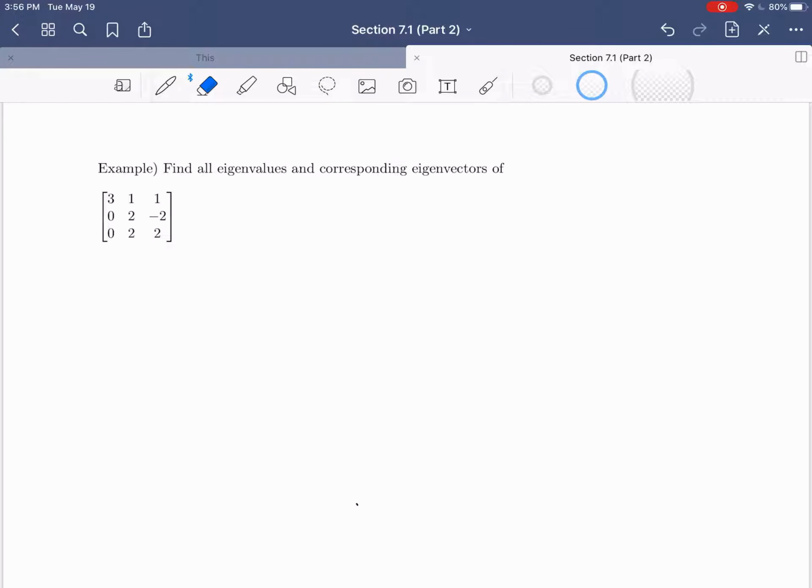In today's video, we're going to be continuing on with some more examples of determining eigenvalues and eigenvectors for different matrices. This video, we're not going to introduce really any new theoretical results, not until really our next video where we'll get into section 7.2.